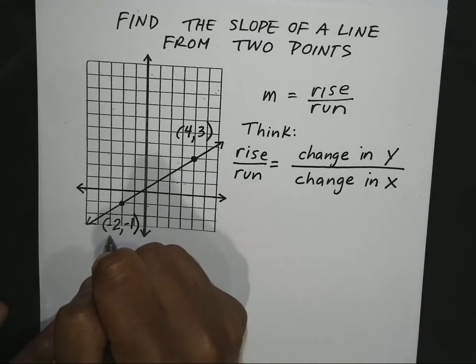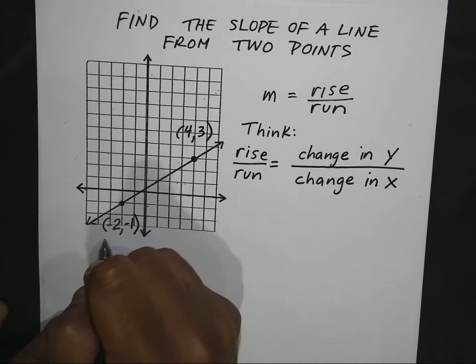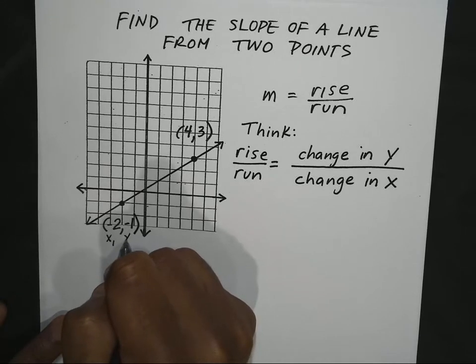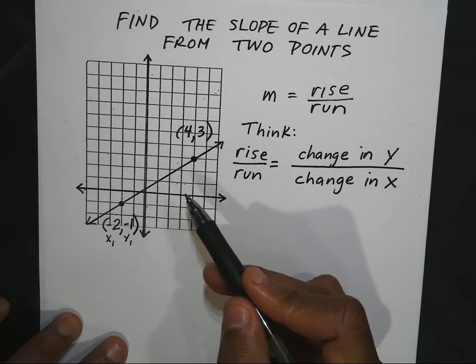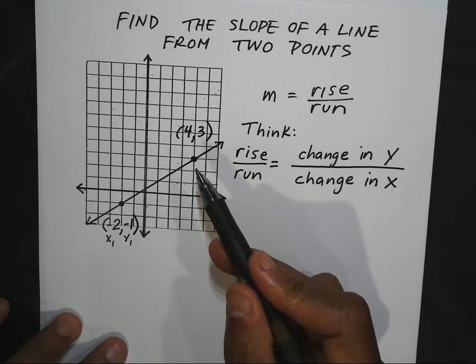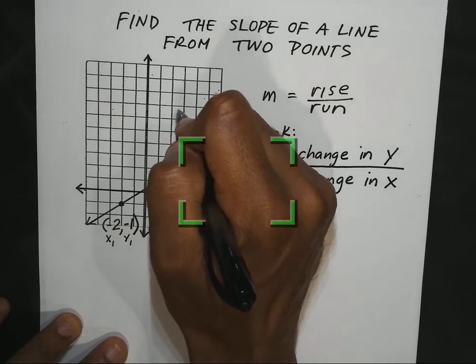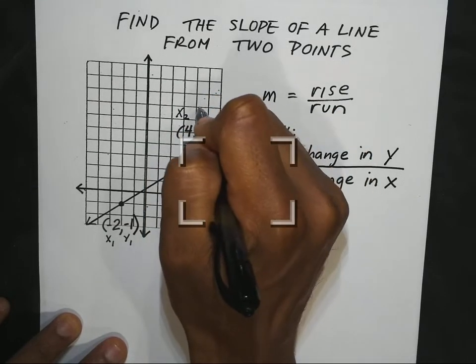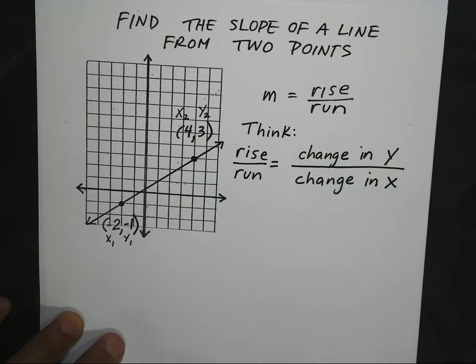So right here we have -2, -1. We're going to call this x1 and y1. And up here we have 4, 3. We're going to call that x2 and y2.